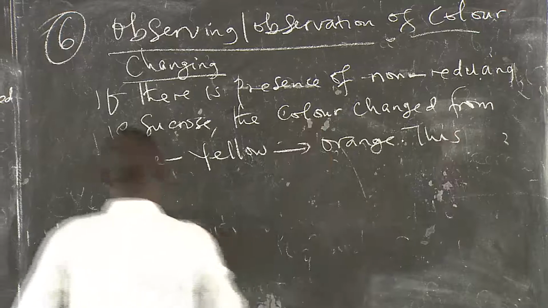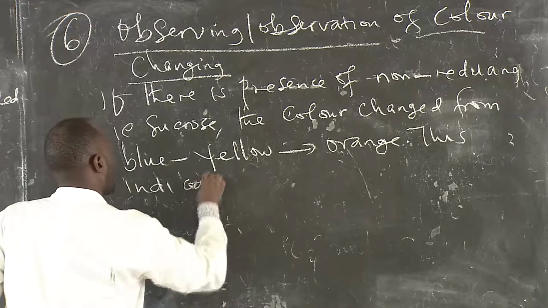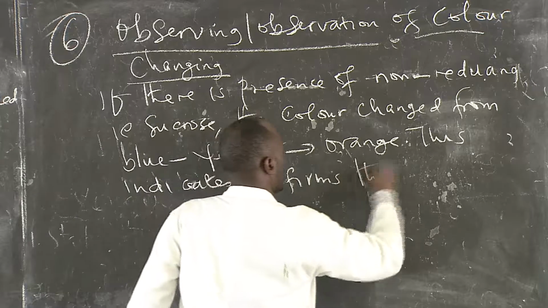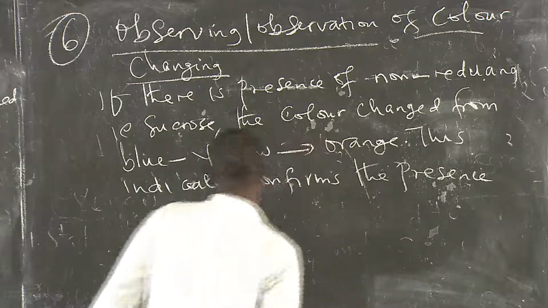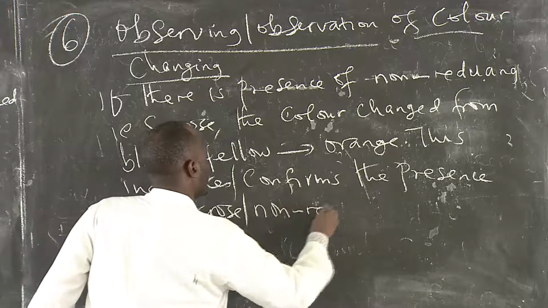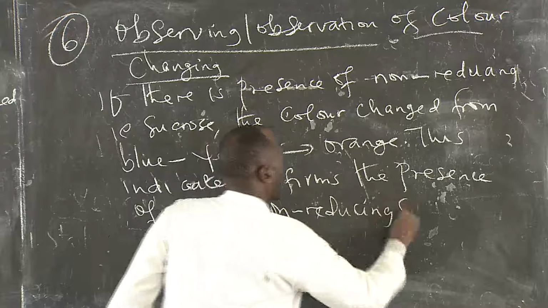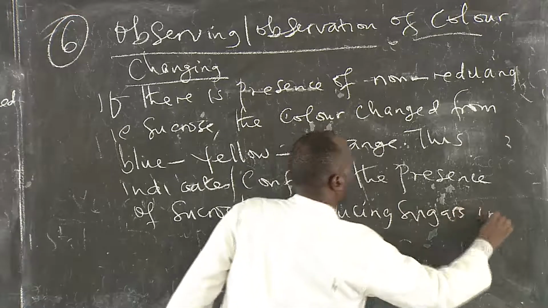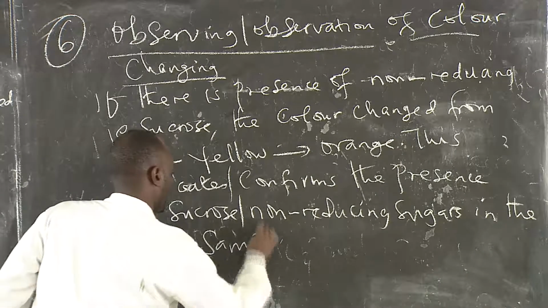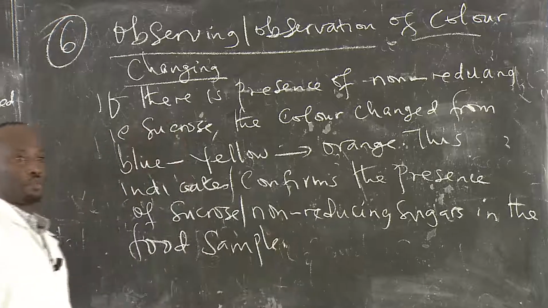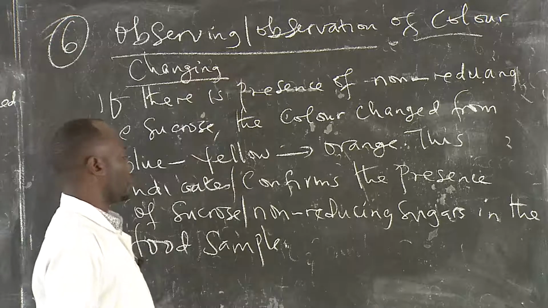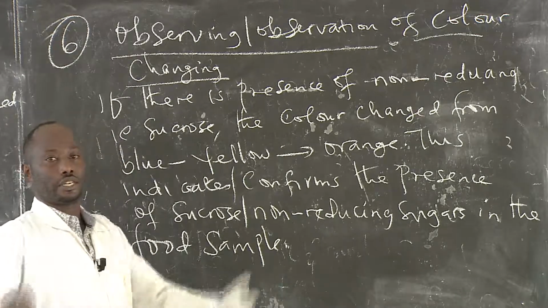This indicates or confirms the presence of sucrose or non-reducing sugars in the food sample. And when it is absent, when you use the control experiment, like water, the blue color of Benedict's solution persists, does not change. So it tests negatively.